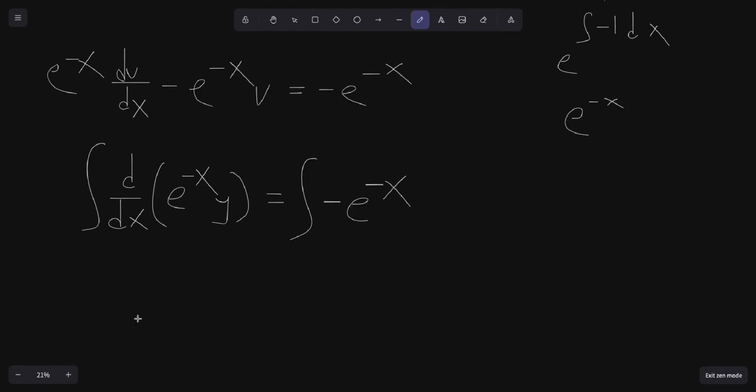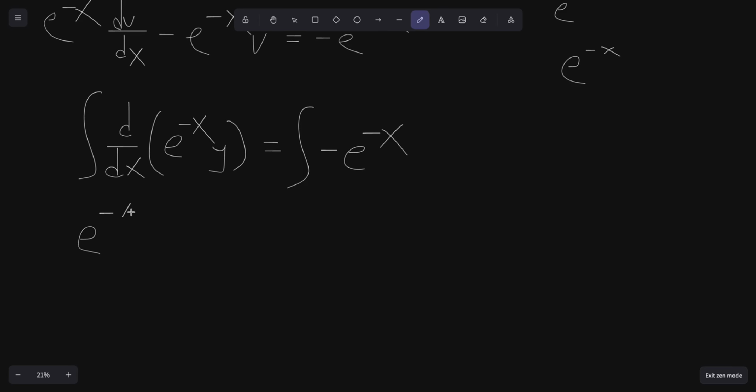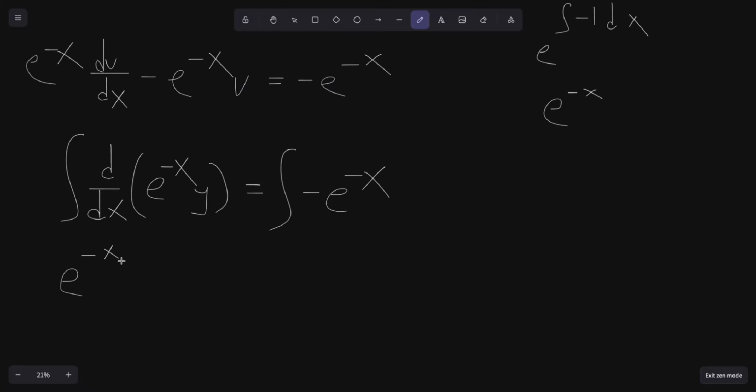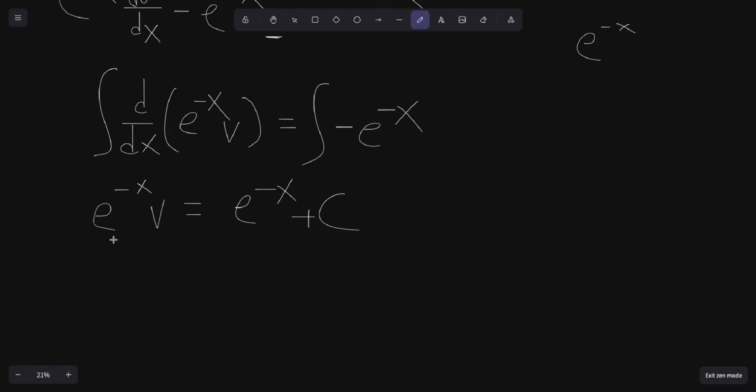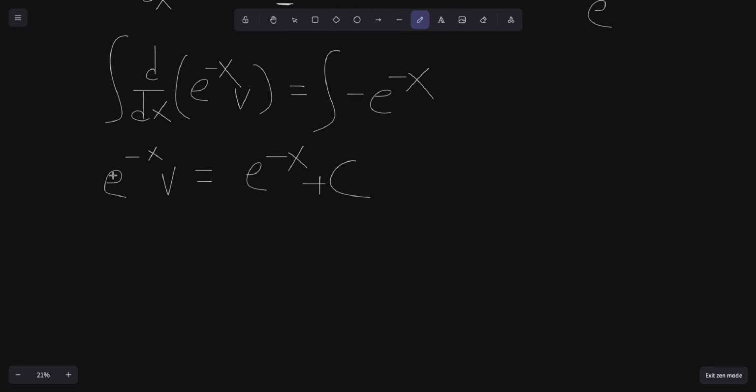We integrate both sides, and we get that e to the negative x times y, or sorry, v. I'm so sorry, guys. Wrong variable. That's v. That's going to be equal to the integral of negative e to the negative x. That's just going to be e to the negative x plus c. And so if we divide both sides by e to the negative x, and actually, let's just leave it as is.